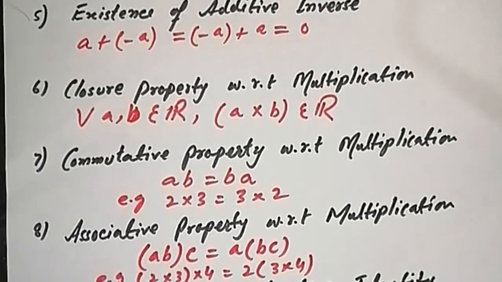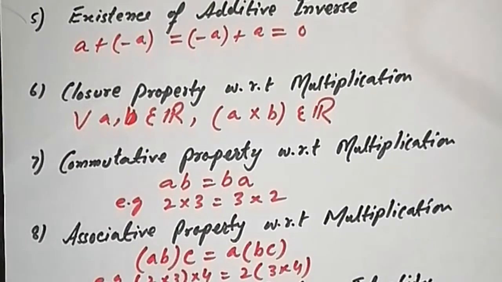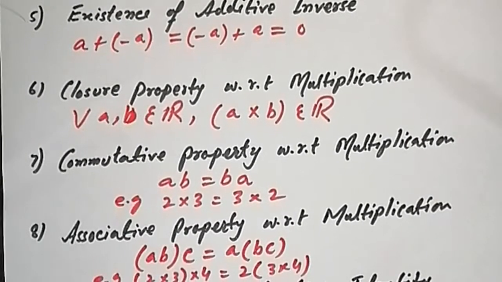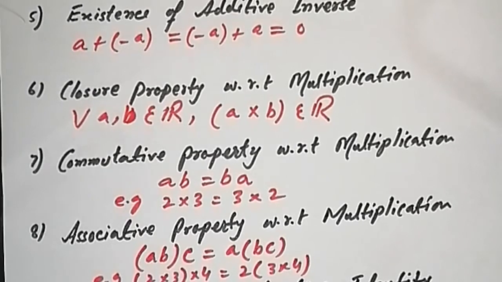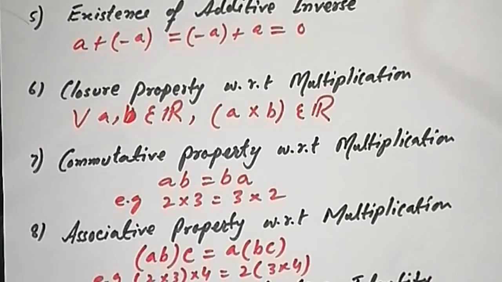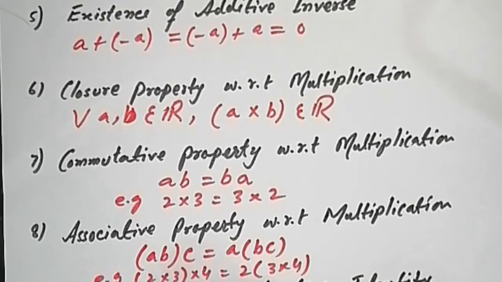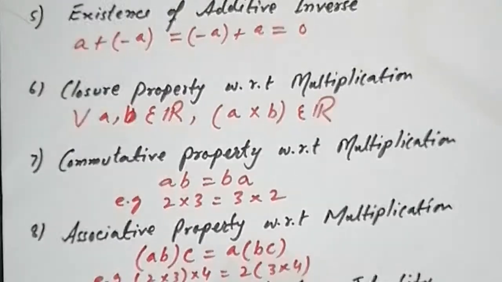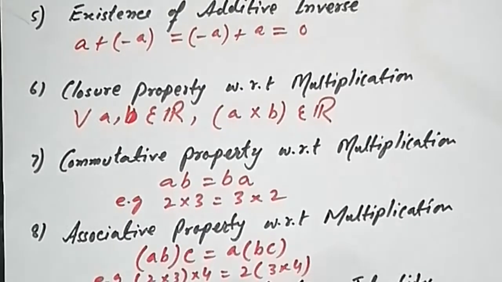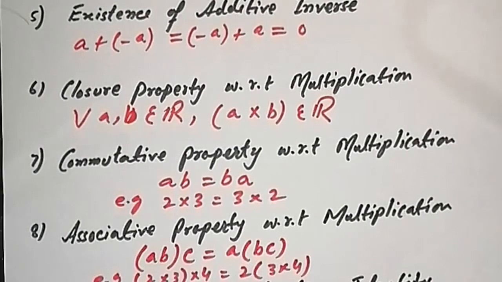This property is called associative property with respect to multiplication. Existence of multiplicative identity. As you know, 1 is called multiplicative identity. There exists a real number 1 such that for any real number a, a multiplied by 1 is equal to 1 multiplied by a is equal to a. So this property is called existence of multiplicative identity.